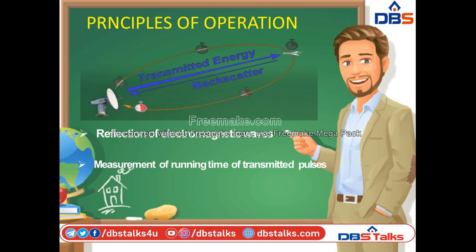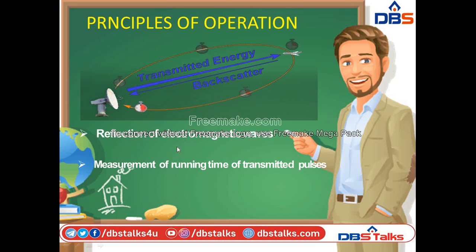So see here the principles of operation. Whenever we transmit a signal from the transmitter section, that is transmitting energy, the signal has to hit the target and reflect back. That is nothing but the total time period. That means the time taken by the signal to hit the target and return to the radar station is called the total time.